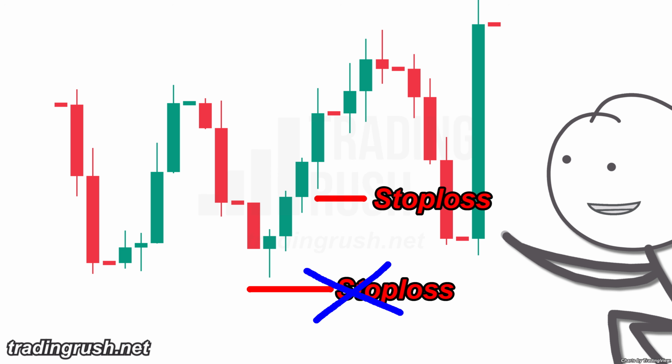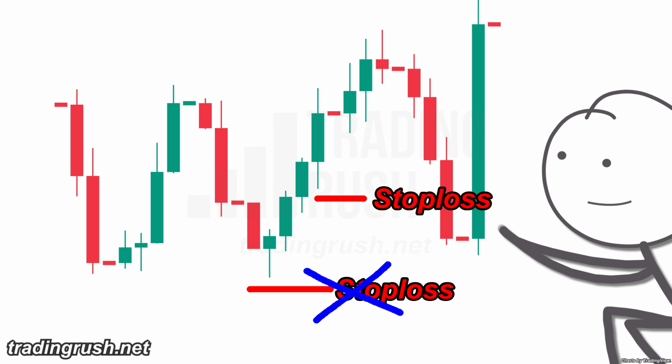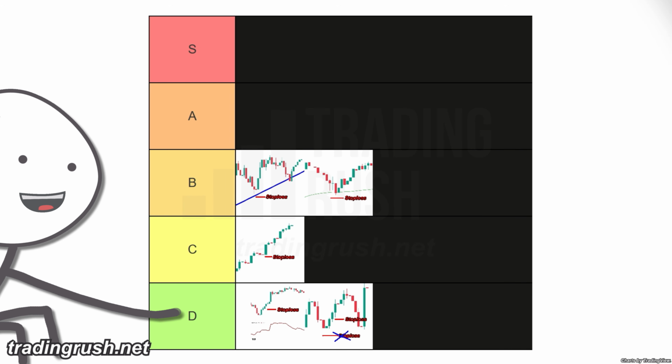Number 5. If you set the stop loss without considering any market structure, like you set it at a random place, then it's a bad stop loss. I will put it in the D tier.